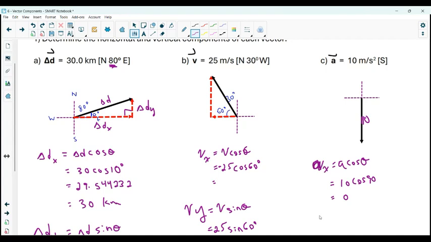Ax, because it's acceleration. And my ay, my acceleration in the y direction, I could calculate it and put the angle of sine of 90 in there, but I can look at it. It's only 10. It's going directly south. It's actually, though, negative 10 because it's going down. So I'll have to put my negative value in there.